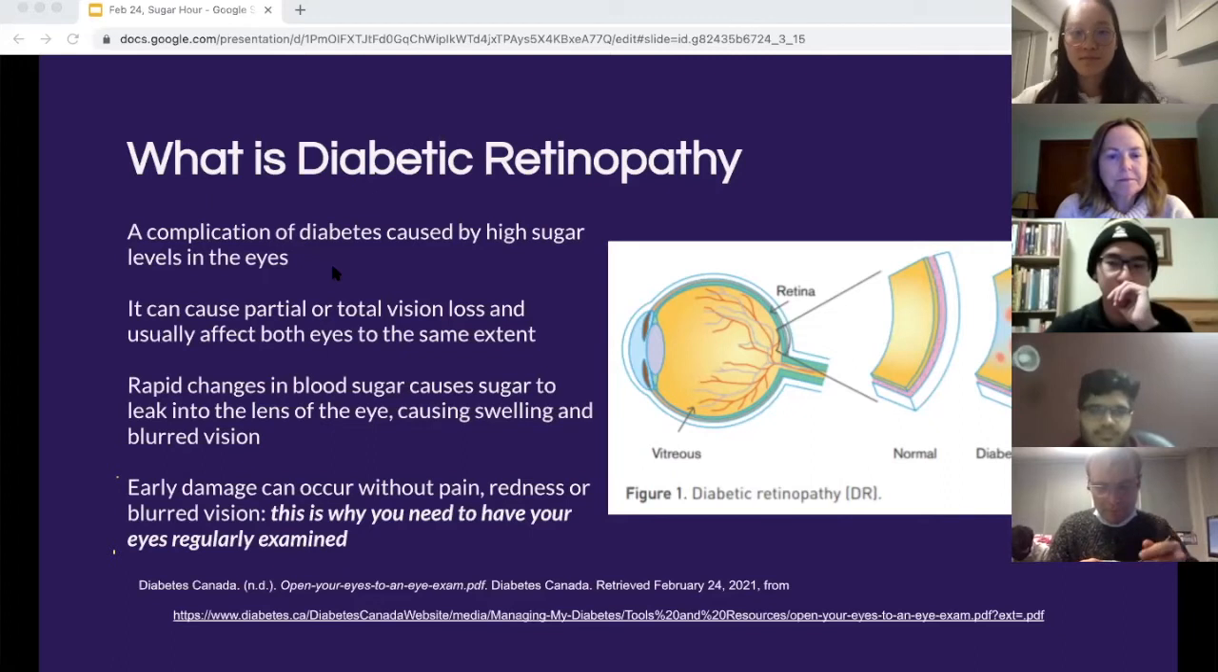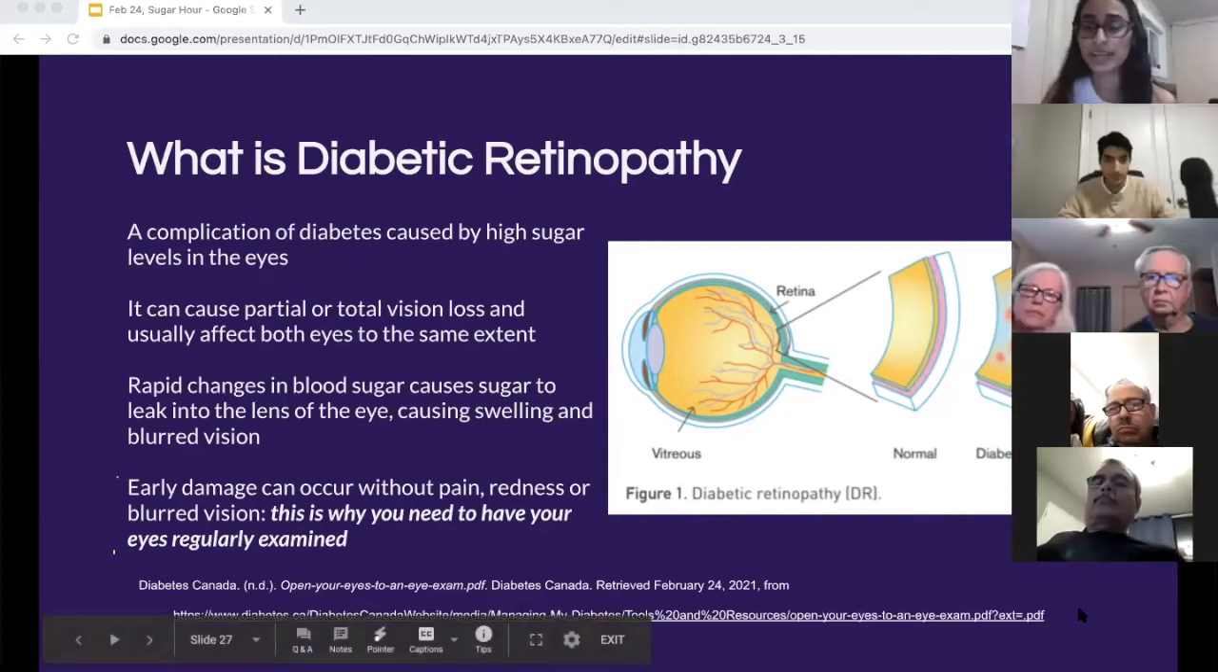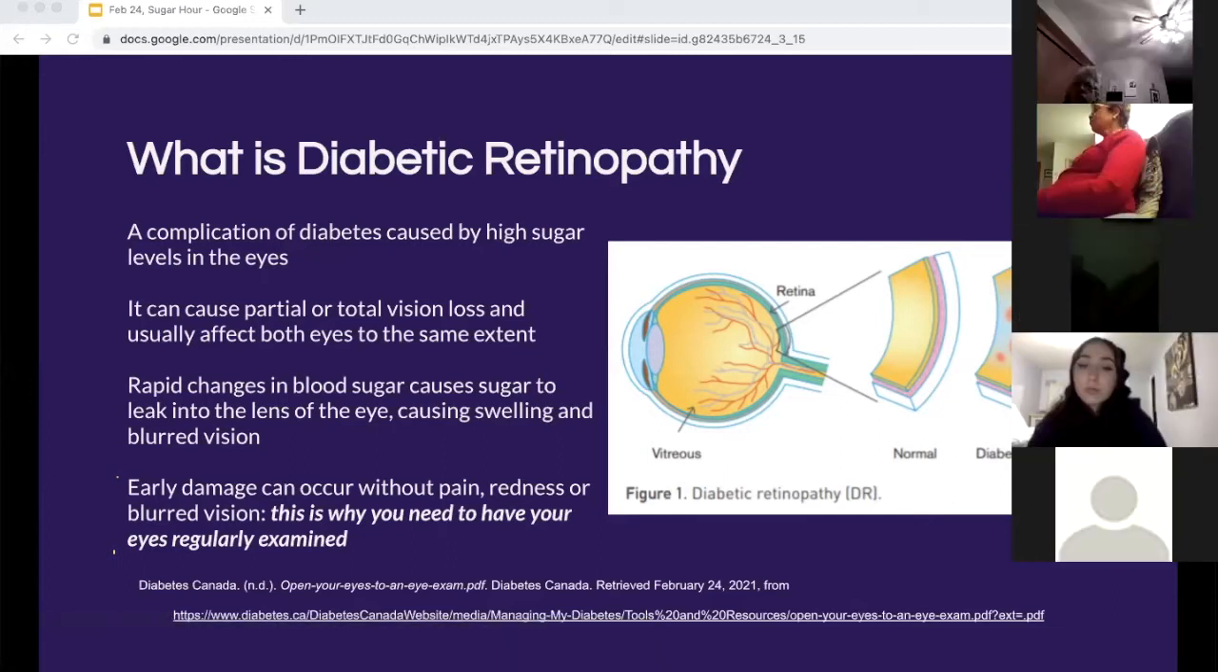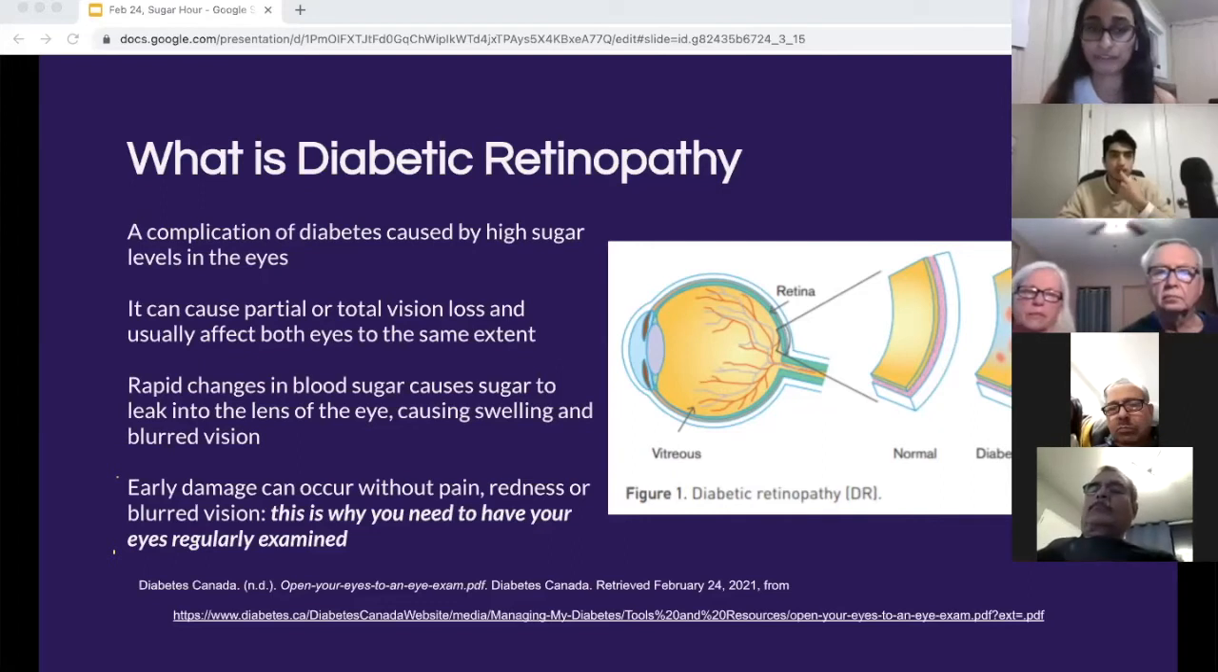If you look at the image on the right, you can see the abnormal blood vessels starting to appear during diabetic retinopathy. Early damage can occur without pain, redness, or blurred vision. This is why it's imperative that you get your yearly eye screening done, because you might not necessarily experience the symptoms in the early stages, and that's when you need to catch it in order to prevent it from degrading further.